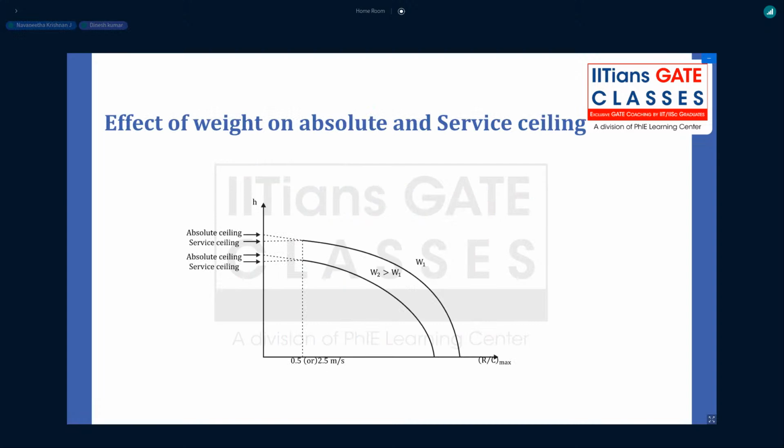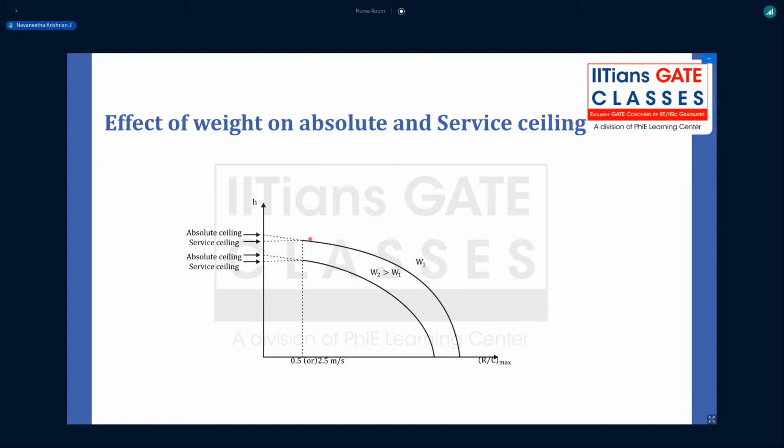Next, what is the effect of weight on absolute ceiling and service ceiling? If I try to jump, I can go up to a certain height. But if I carry somebody on my shoulder and try to jump, I can only jump to a lower height. In the same way, for an aircraft, if weight increases, absolute ceiling and service ceiling decrease, because power required increases.